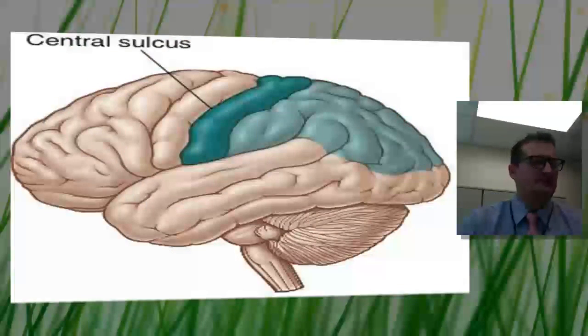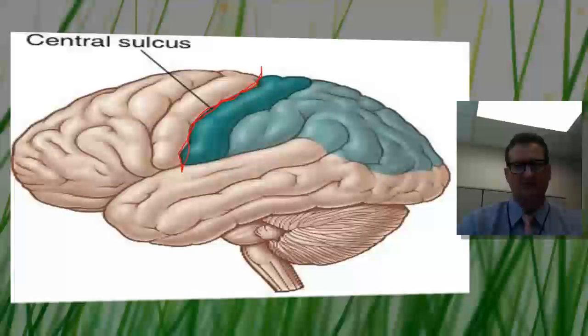Sensory fibers transmit signals up through the spinal cord to the thalamus, which then forwards them, so this is sensory again, to the post-central gyrus. So here's the central gyrus, or fissure, and you have the primary somatic sensory area, or the post-central gyrus here. This is responsible for somatic sensation in the body.